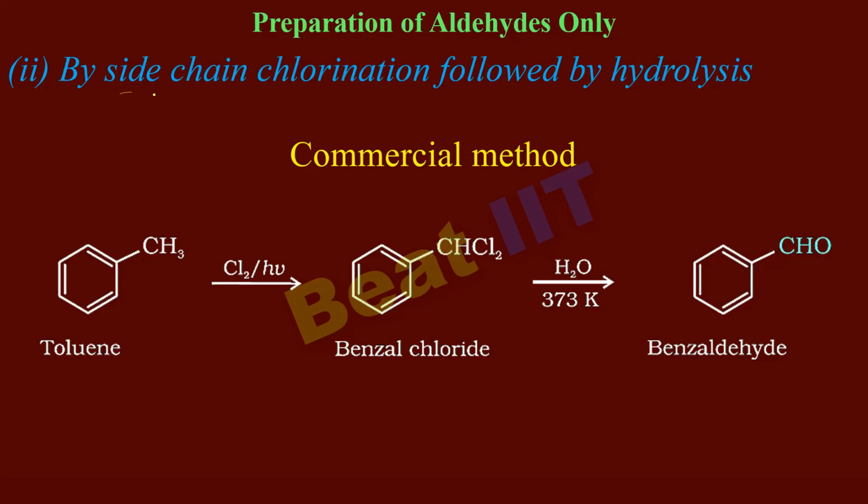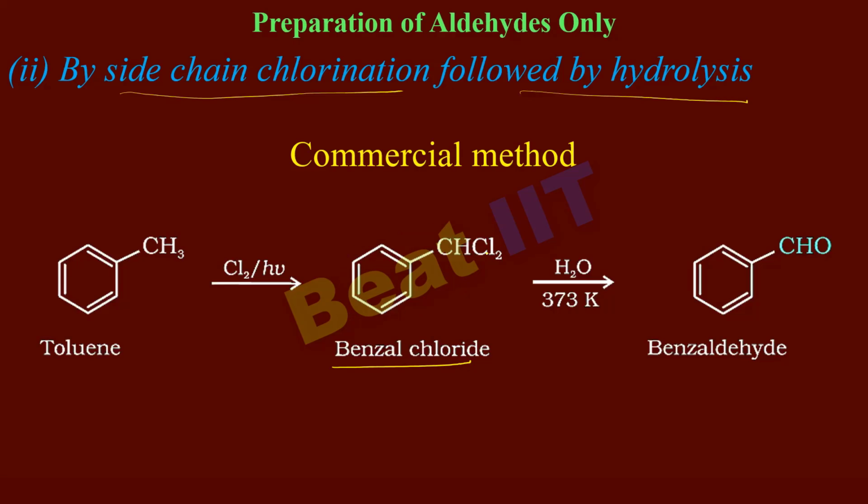Then the second one, by side chain chlorination followed by hydrolysis, and this is commercial method. The side chain chlorination followed by hydrolysis means there are two steps. This is commercial method. In this case, we first do side chain chlorination. Side chain chlorination means this part will undergo chlorination and we get benzyl chloride.